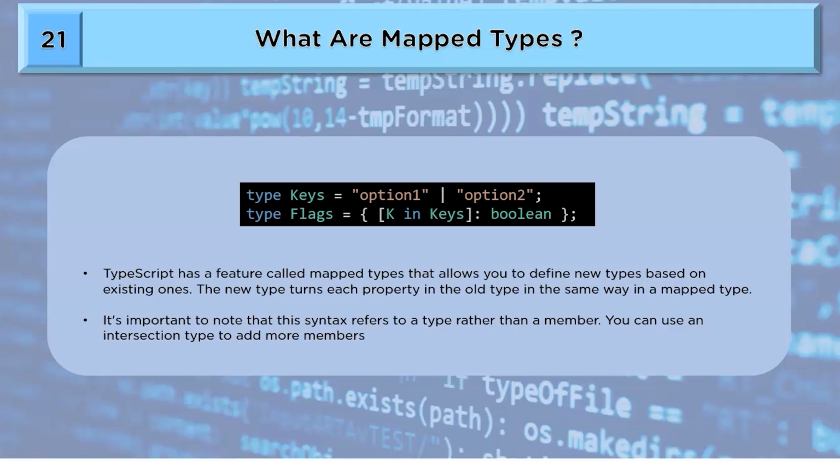The type variable k is assigned to each property one by one, and the literal union of strings. The names of the properties to iterate over are stored in keys, and the properties type as a result.